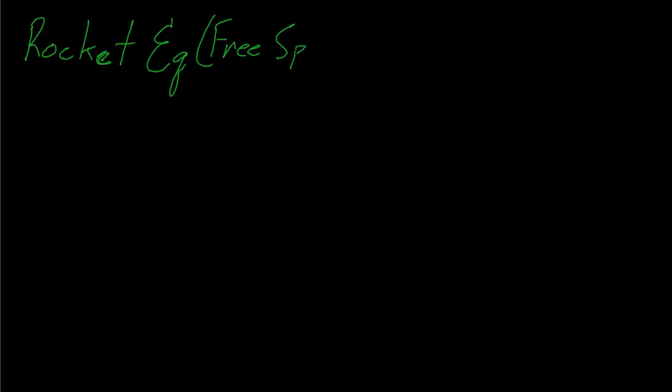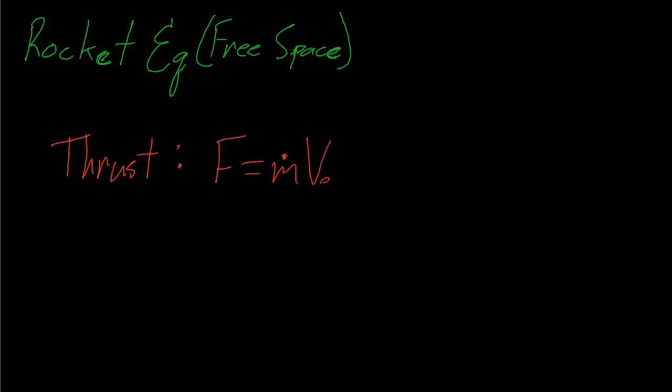And we're doing the ideal rocket equation in free space just to save some time, because if we were to do it in atmospheric conditions, we would have a few extra variables, not too bad. Now, the first step to deriving the ideal rocket equation is our handy friend, the thrust equation. Now, the thrust equation said that force is equal to the mass flow rate times our exhaust velocity.